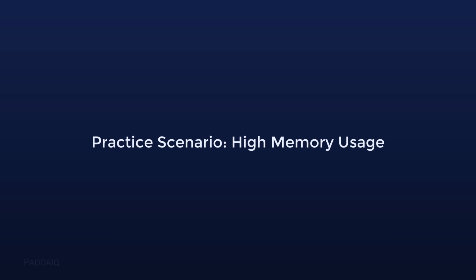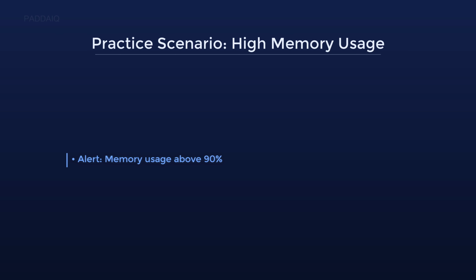Practice scenario: high memory usage. Alert: memory usage above 90%. This means your application is consuming nearly all available memory, which can cause slowdowns or crashes. For example, a shopping cart processing thousands of items might exceed its memory limit and stop responding. Always monitor memory to ensure smooth and reliable application performance.